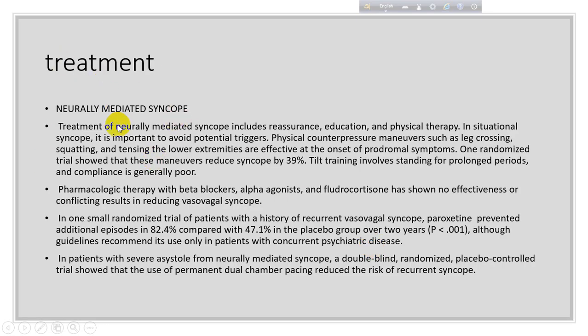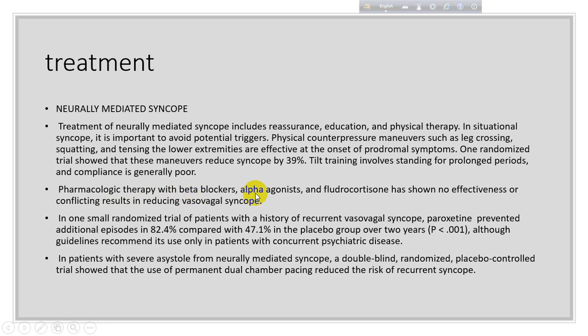Treatment of neurally mediated syncope includes reassurance, education, physical therapy. In situational syncope, it is important to avoid triggers. Physical counterpressure measures such as leg crossing, squatting, and tensing the lower extremities are effective at the onset of prodromal symptoms. One randomized trial showed that these maneuvers reduce syncope by 39%. Tilt training involves standing for prolonged periods, and compliance is generally poor.